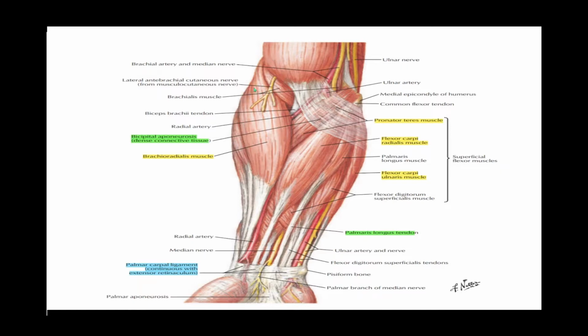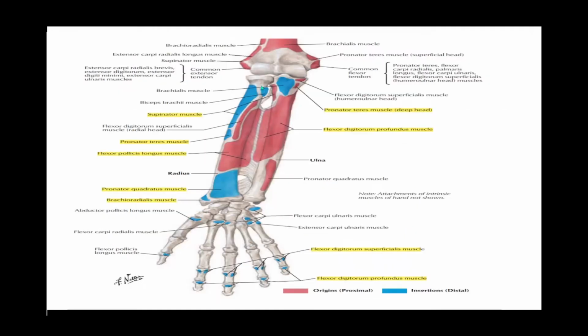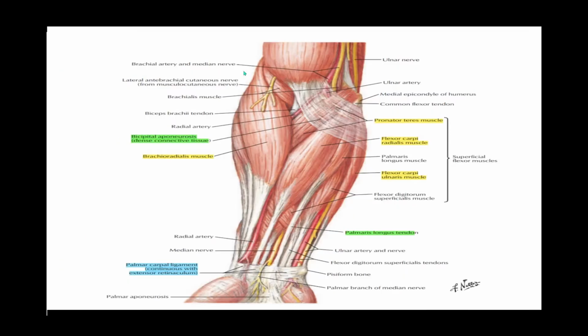epicondyle of the humerus. Okay, it's coming from the lateral epicondyle of the humerus, from the common extensor origin. Actually, I think above the common extensor origin, we wouldn't see that here, but that's the brachioradialis. So above the common extensor origin is there. So it's actually from the lateral distal parts of the humerus above the lateral epicondyle. Okay, and you can see the brachioradialis muscle going down.